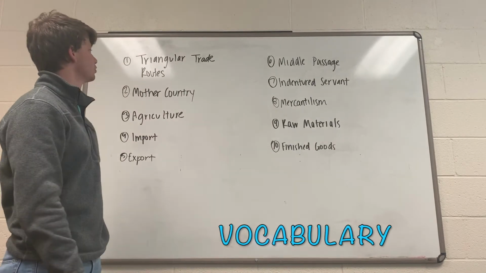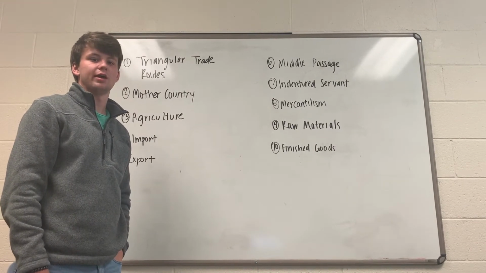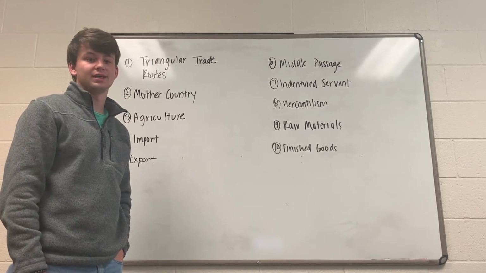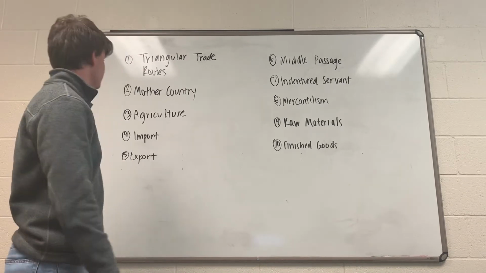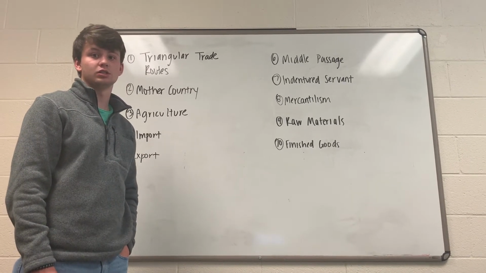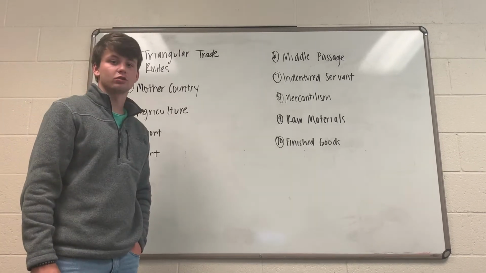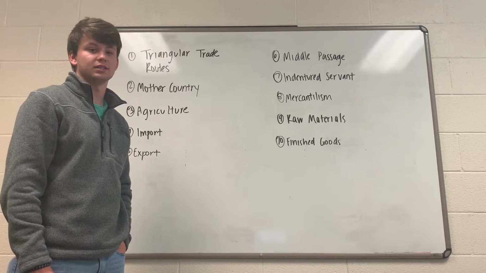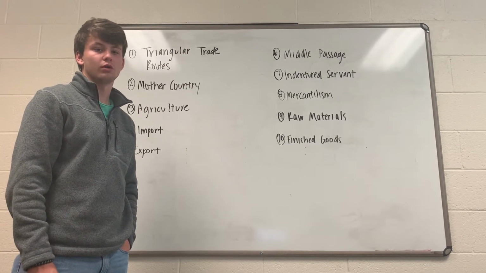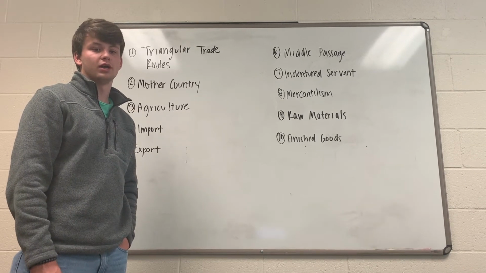Number 1, triangular trade routes. Triangular trade routes are a multilateral system of trading in which a country pays for its imports for one country by its exports to another. Number 2, mother country. Mother country is a country in relation to its colonies. Number 3, agriculture. Agriculture is the science or practice of farming, including cultivation of the soil for the growing of crops and the rearing of animals to provide food, wool, and other products.